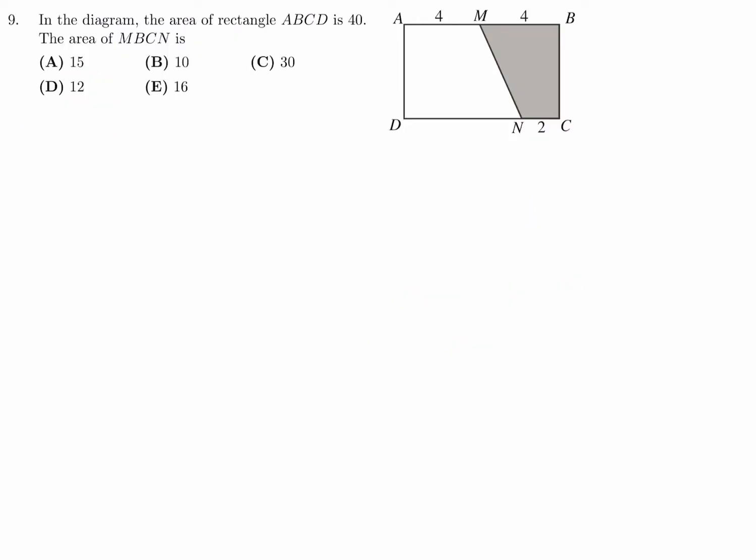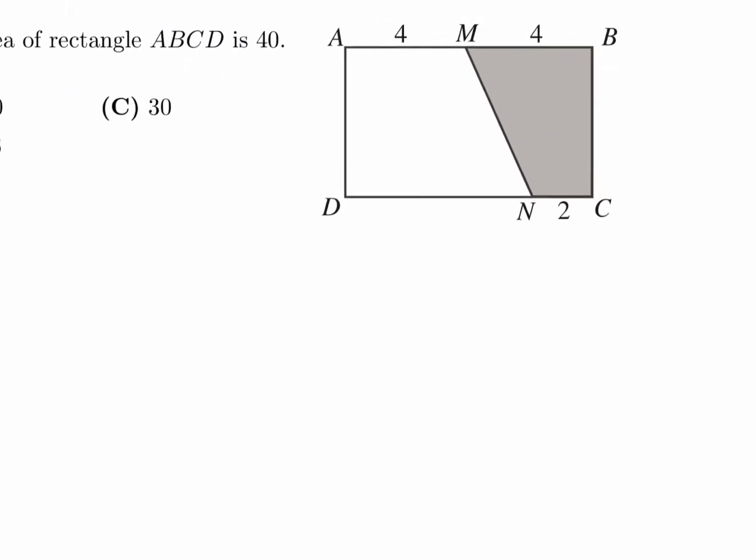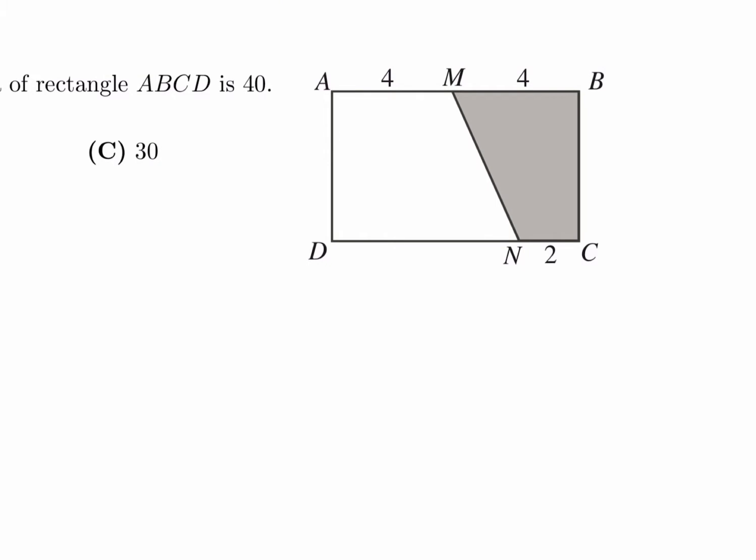In the diagram, the rectangle ABCD, the area is 40. The area of MBCN is? So that's the shaded region. All right, let's blow this up just a little bit. First thing I think I will do is I'll draw a perpendicular from N up to the top right there. And then since that's a perpendicular, I can use that to figure out the area.